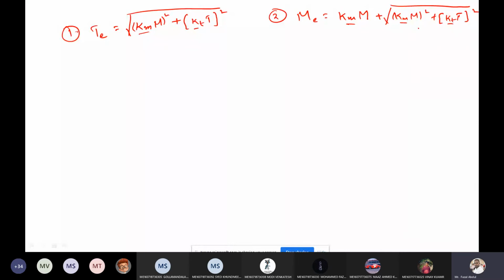So what is Km, Kt? Km, Kt is nothing but the shock and fatigue load factor. Why are we taking this into consideration? Because while transmitting the power, the shaft is subjected to fluctuating loads. Km is the shock and fatigue load factor for bending. Kt is the shock and fatigue load factor for torsion. As I said earlier, the Km value and Kt value we need to take from the table.